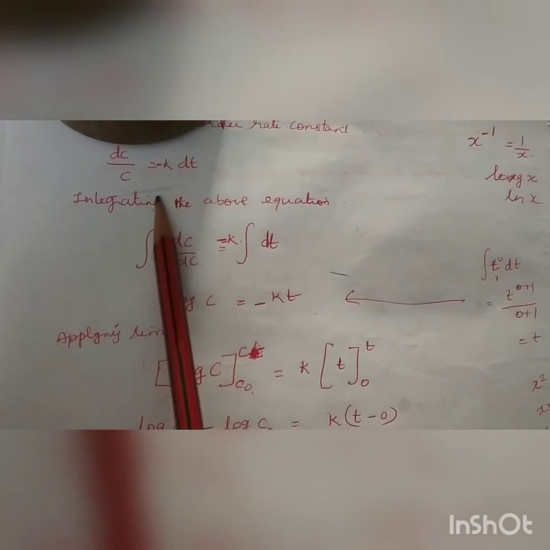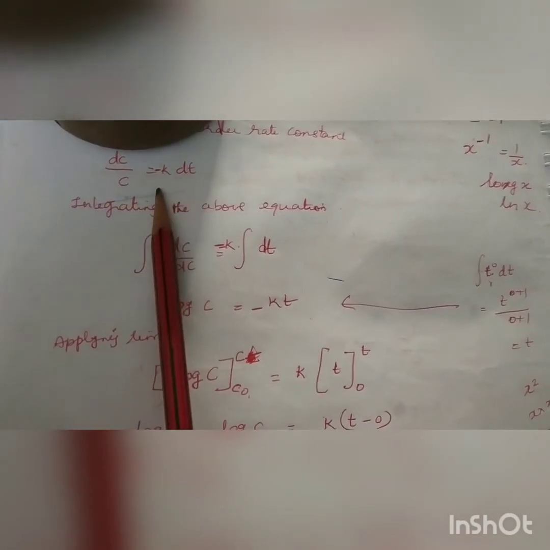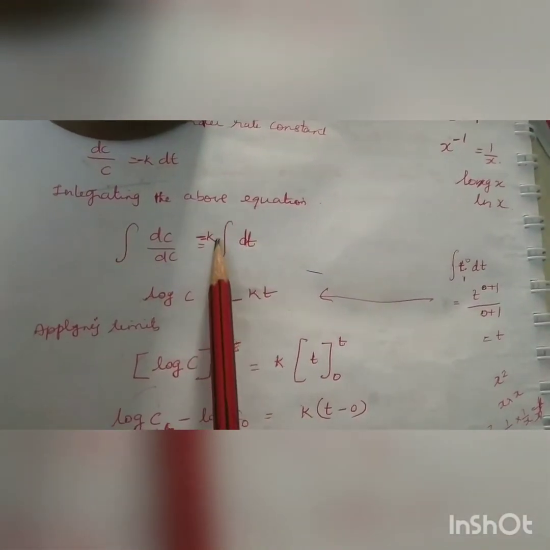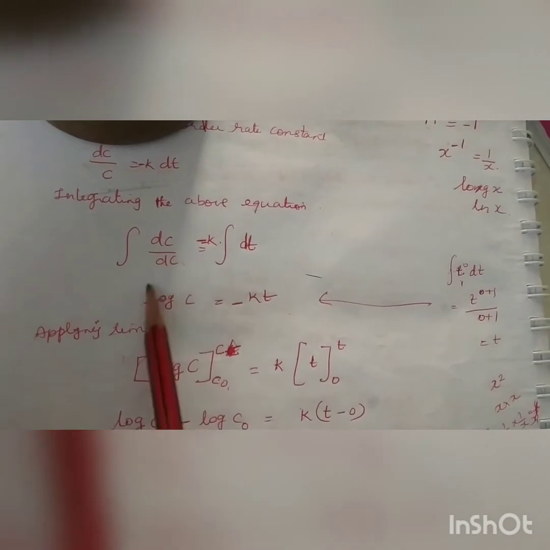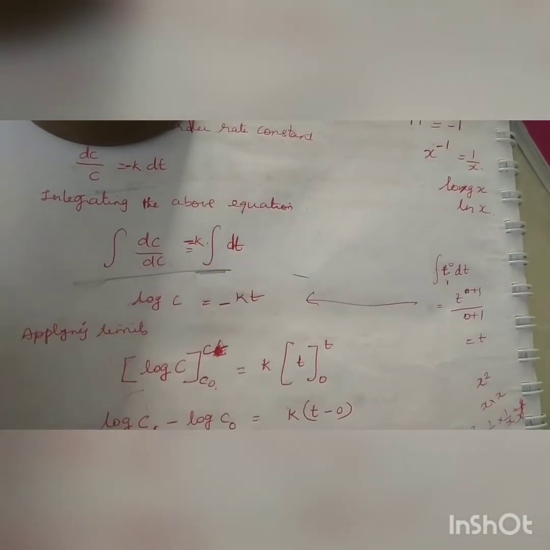So this is an equation: dC by C is equal to minus K dt. So we are now integrating the equation. I am just giving the integration sign, taking the constant out, as if we have done it before.